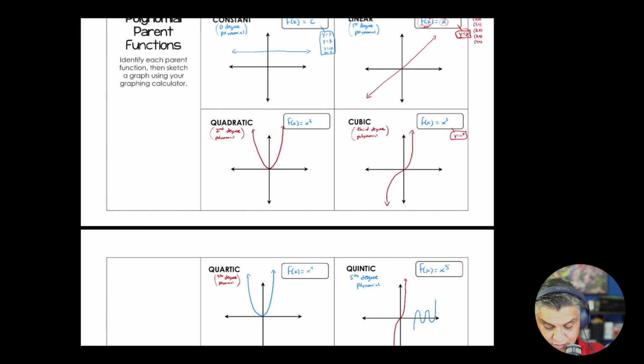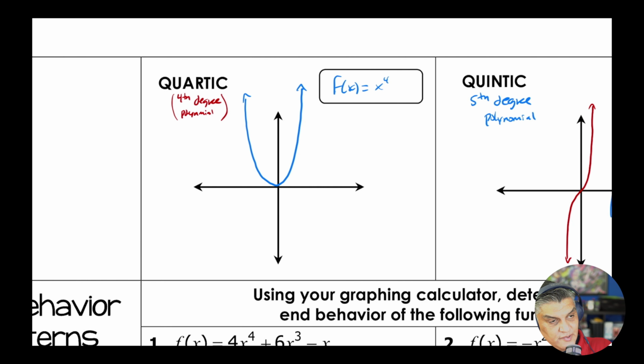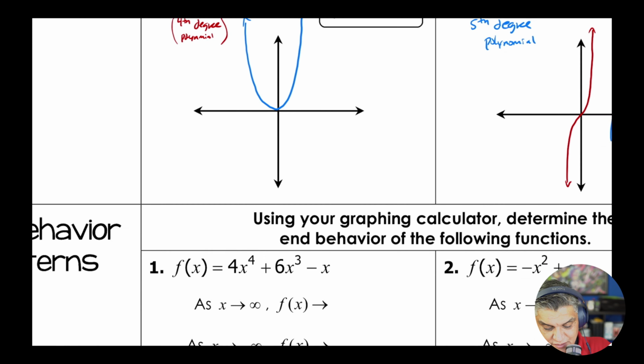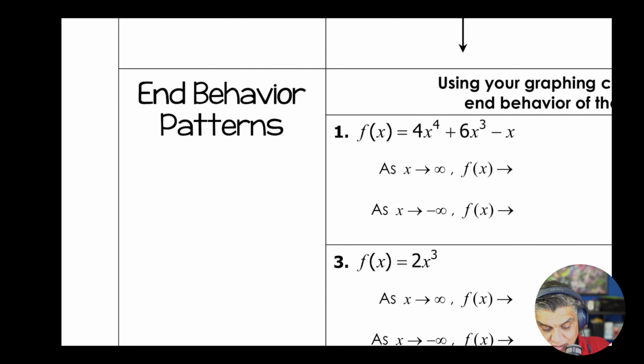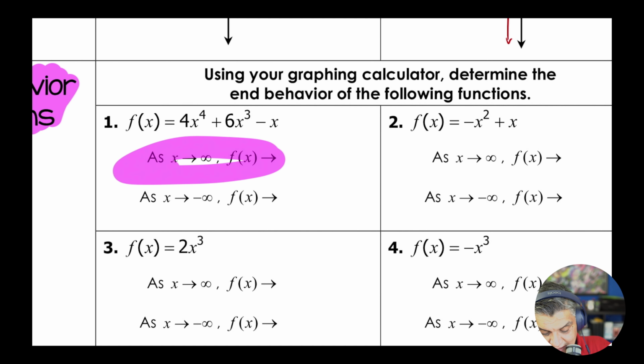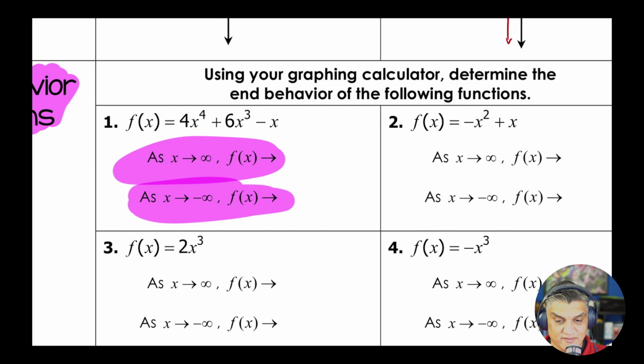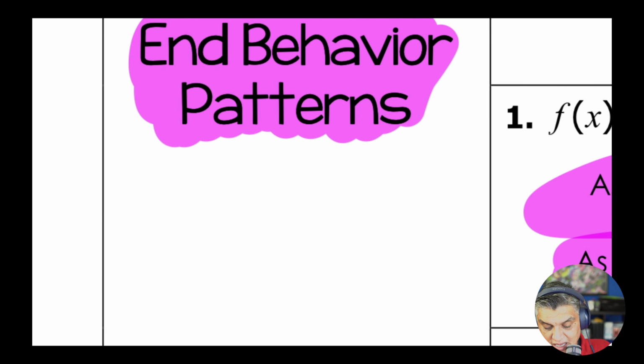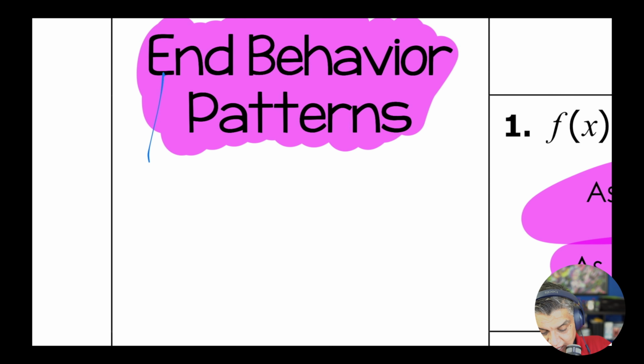Everyone good on these, okay. All right, so now we're going to talk about end behavior. What does that mean? The next thing on our notes says end behavior patterns. Before we even go into this, because some of you are looking at these and going, okay, what the heck is this? This is the nerdy way of saying something. End behavior is looking at each end of the graph.